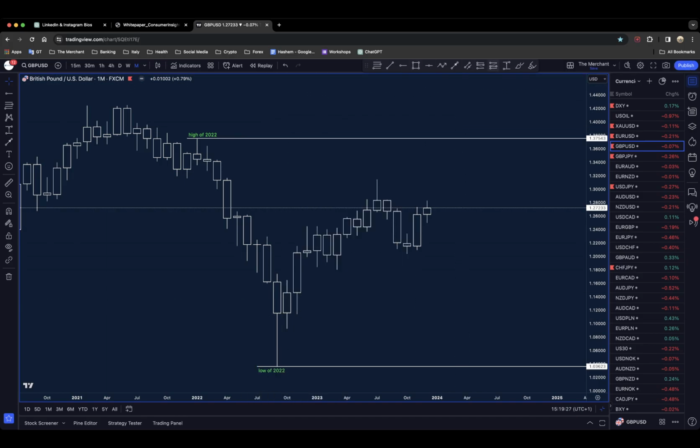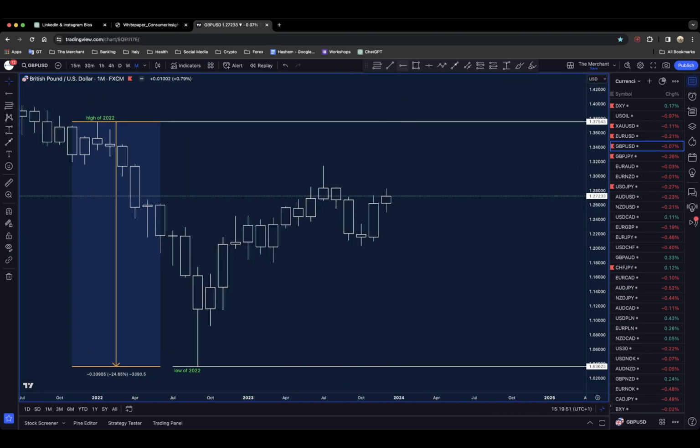Let's measure the movement. This is around 3,390 pips, let's say 3,400, and we talk about 24.6% price movement. So we talk about almost 25%.